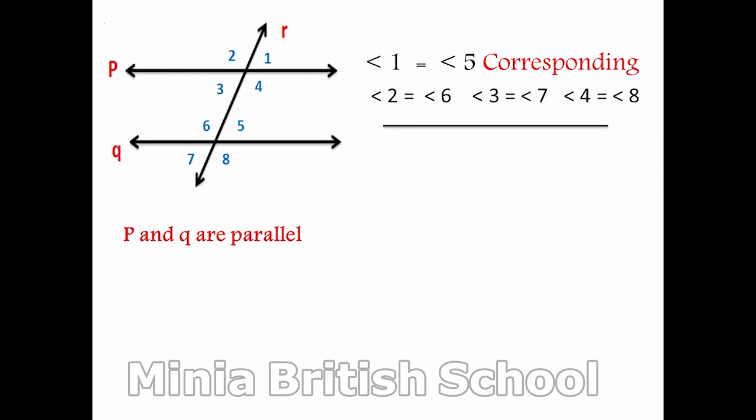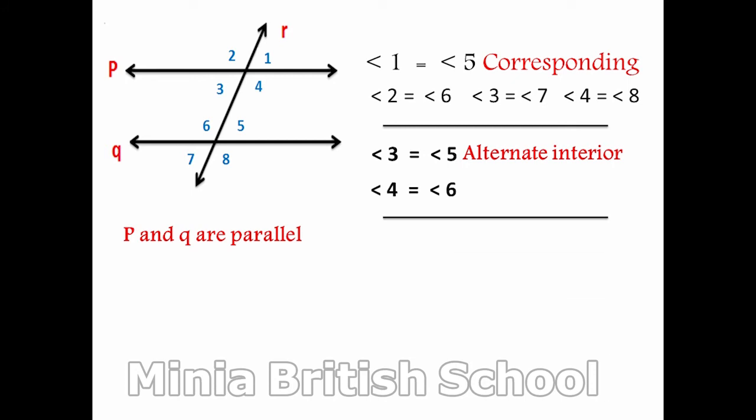And each pair of alternate angles is equal in measure also. So measure of angle 3 equals measure of angle 5 and measure of angle 4 equals measure of angle 6. So if lines P and Q are parallel, then each two consecutive interior angles are supplementary. So what is the meaning of supplementary? Supplementary means the sum of the two angles equals 180. So measure of angle 3 plus measure of angle 6 equals 180 and measure of angle 4 plus measure of angle 5 equals 180. Okay?